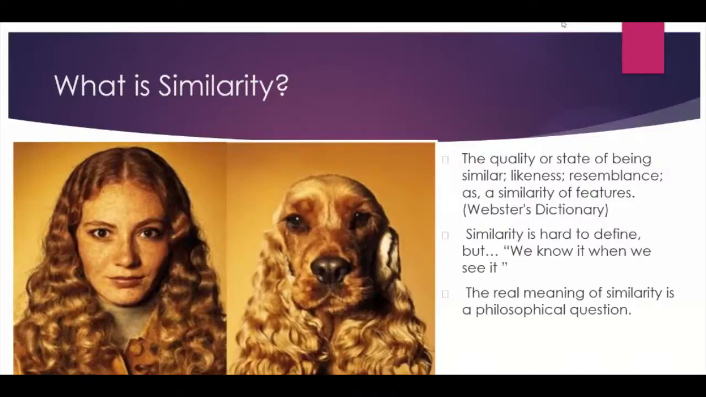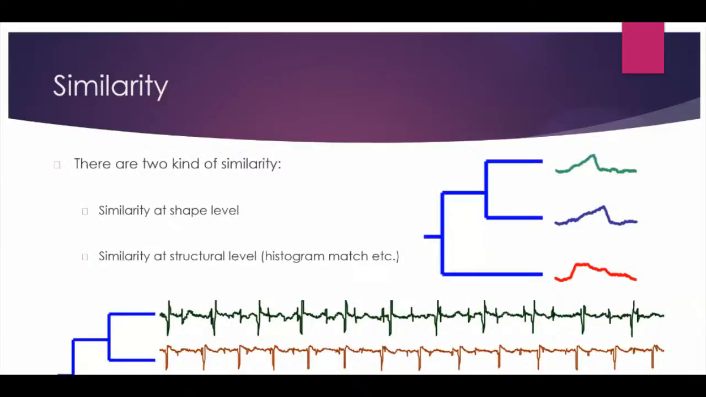Similarly, for time series data sets, we can find similarity at the shape level. If they look similar in shape, then we can say they are similar, or similarity at the structure level. Histogram matching or maybe something else. Sometimes at shape level they are not looking similar, but actually they are similar. Or at shape level they look very much similar, but actually they are not similar. So multiple problems are there.